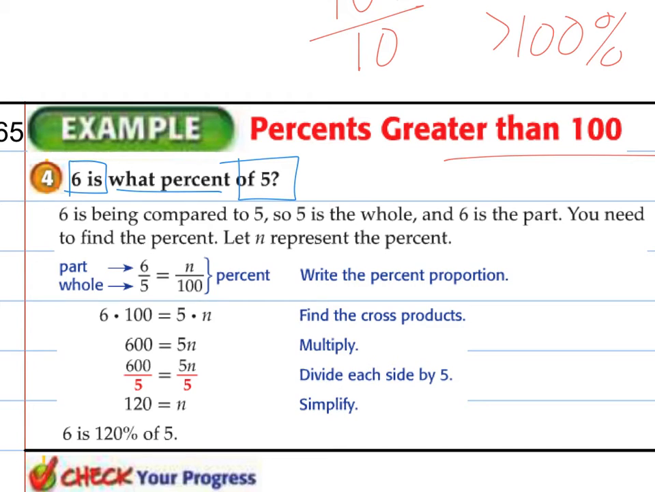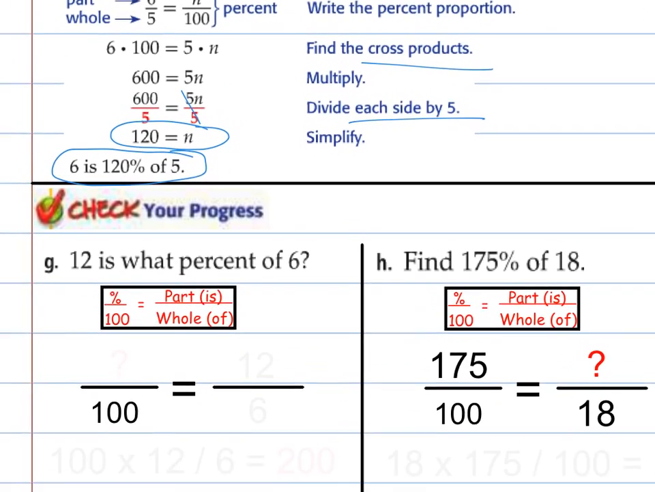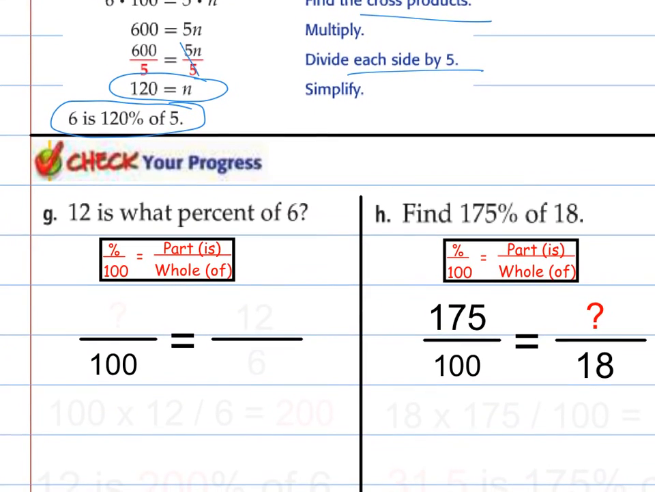So we set it up as normal. 6 over 5 is what percent of 100? Still do our cross products. Still divide to get the variable alone, and then we get a number greater than 100. So when we get a number greater than 100 as a percent, it's okay. It means that 6 is 120% of 5. It's more than 100%. It's more than one whole. So you can try these.